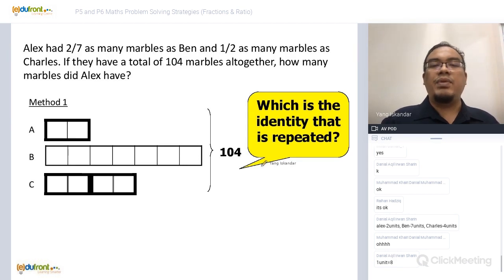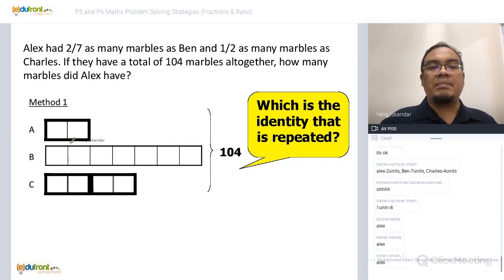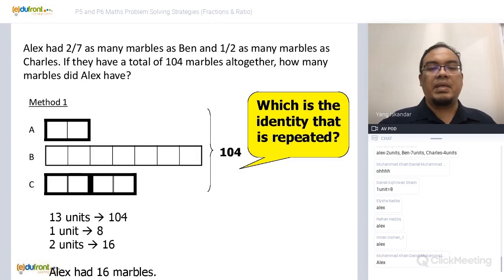Right? And which identity is repeated, class? We can see that Alex is repeated. Alex is repeated because in the first ratio, we are comparing Alex and Ben, and then in the second ratio, Alex and Charles. So Alex here is repeated.